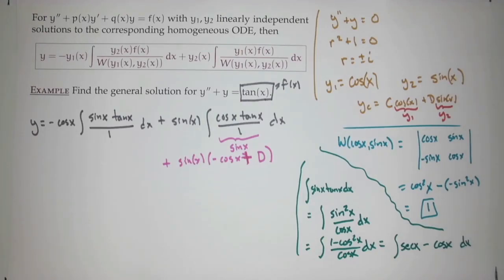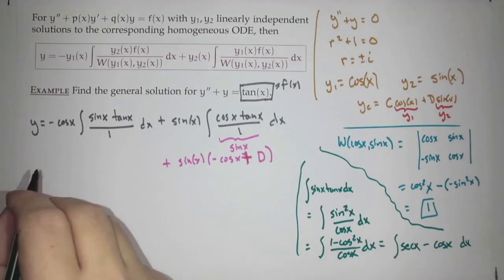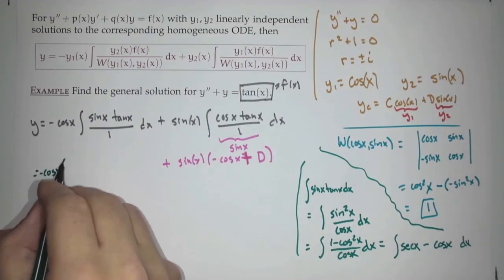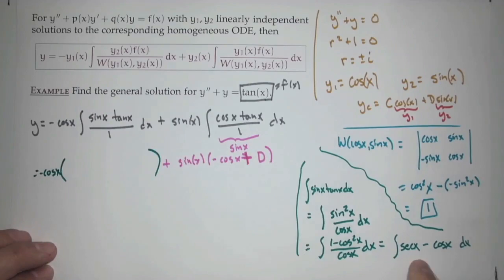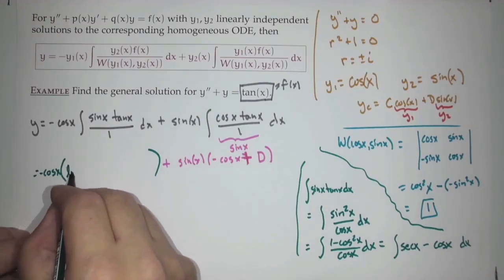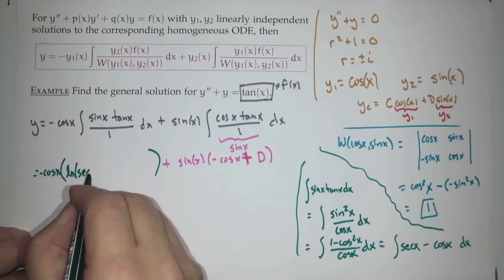Yeah, not as much positive enthusiasm about that integral. Okay, so we have here the minus cosine x in the front. Then we have to do this integral. Okay, so time to demonstrate our knowledge. Integral of secant? Natural log secant plus tangent.